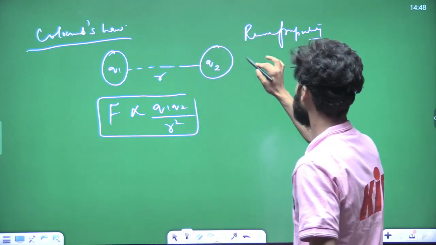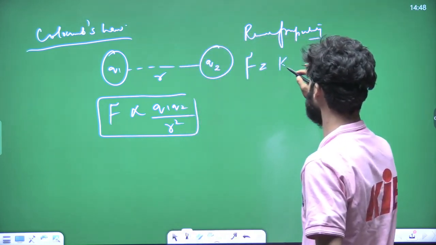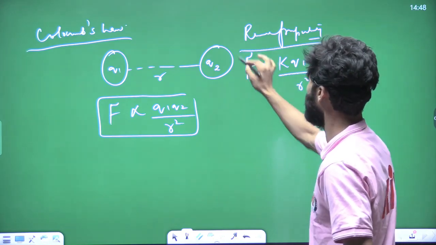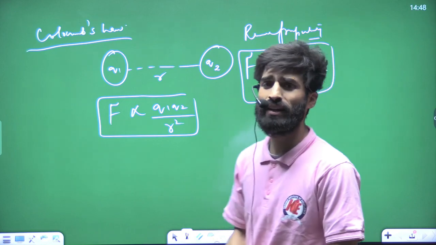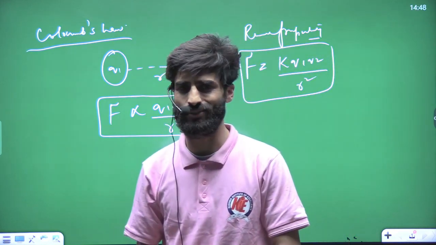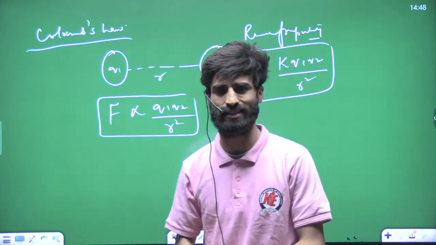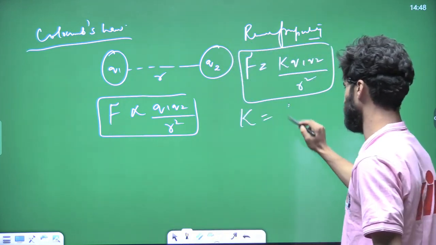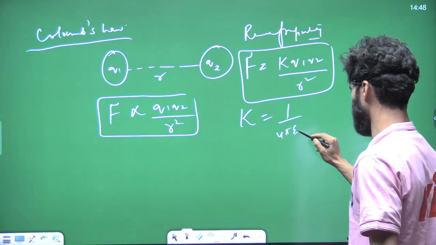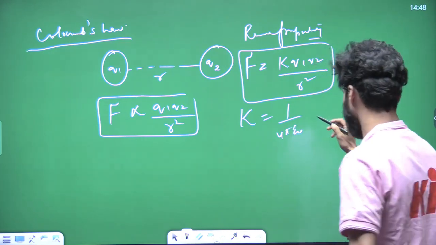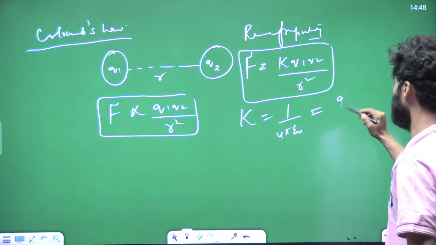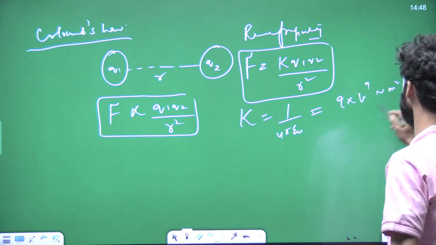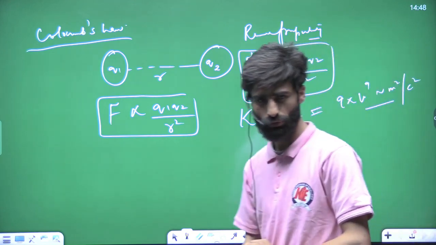And my dear students, we are going to have F is equal to K times Q1 Q2 divided by r square, where K is the constant, known as Coulomb's constant, or the electrostatic force constant, and K is equal to 1 by 4 pi epsilon. And that value is equal to 9 into 10 to the power 9 Newton meter square per Coulomb square. Okay, great.